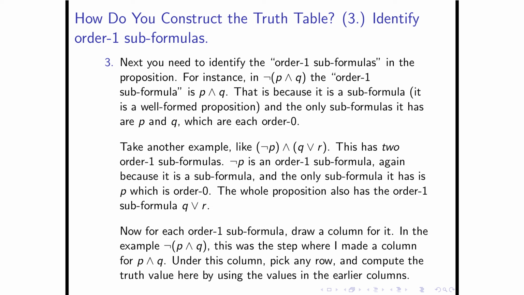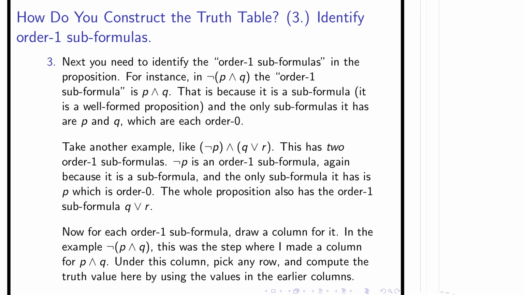But okay, once you have finally made the basic values for your simple variables, the next thing that you have to do is identify these smaller, simpler subformulas. And so in this example, the smaller, simpler subformula was P conjunction Q. And now I'm going to start calling that an order one subformula. And it's this notion of order. I'm just going to introduce it by example, and later on we'll make it formal. But I think the example is easier and clearer to understand.